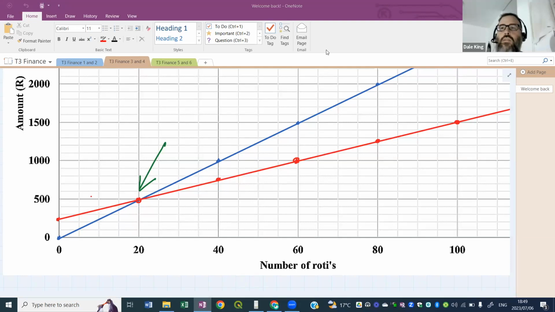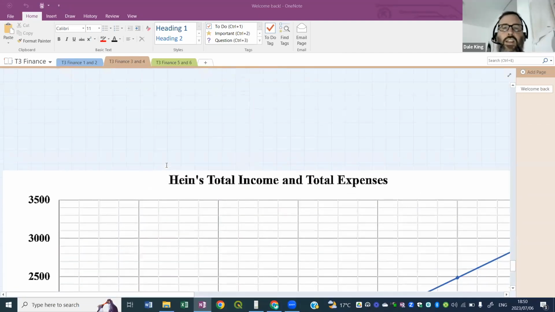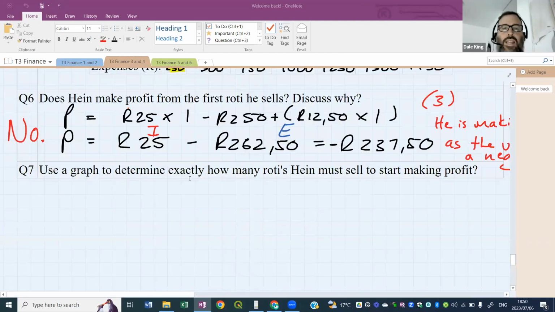Everyone's gone quiet. Anybody? Bianca says 20. I've got another 20. Do I have anything else? I've got a 40. I've got a 30. I've got 60. Anything else? 80. I've got 30 again, I've got 40. All right. So use the graph to determine exactly how many rotis Hein must sell to start making profit.